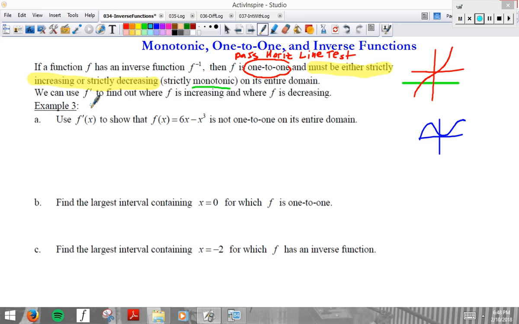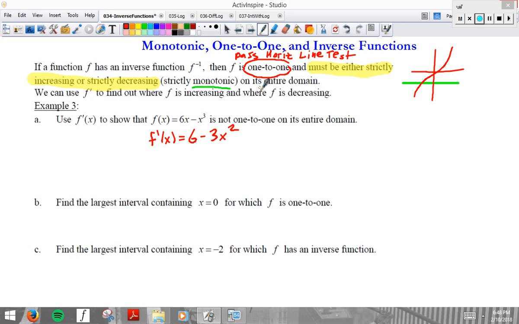So, how can we use f prime to tell me about monotonicity? We'll look at where this guy is increasing or decreasing. So it tells me to use f prime. I'll listen. I'm an obedient student. F prime of x, you should try to do this, is 6 minus 3x squared. How could this tell me about f increasing or decreasing?